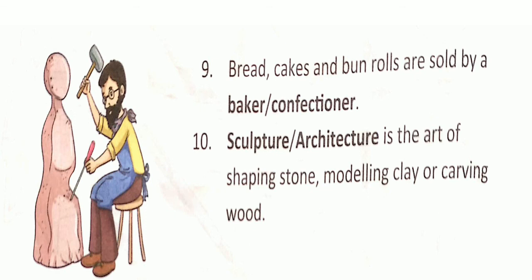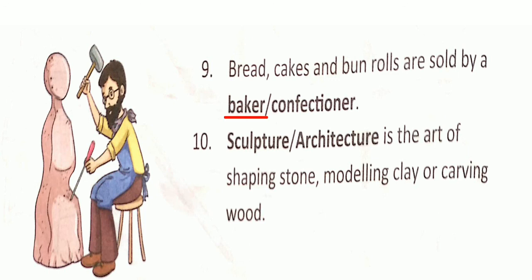Number nine, children, you all are right with me. Number nine, bread, cakes, and bun rolls are sold by a baker or confectioner. So, who sells bread, cakes, and bun rolls? Yes, it's a baker. So, baker sells bread, cakes, and bun rolls.